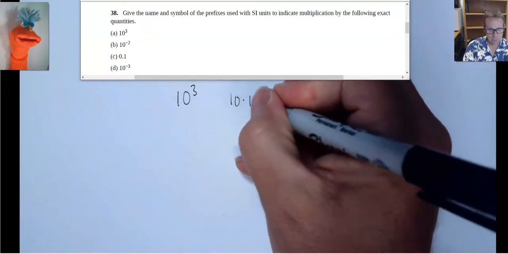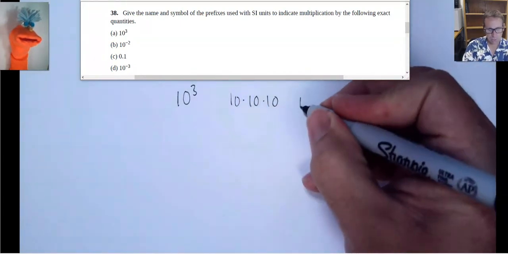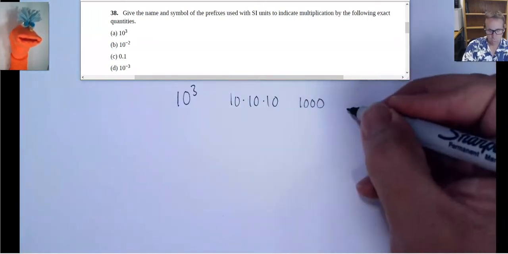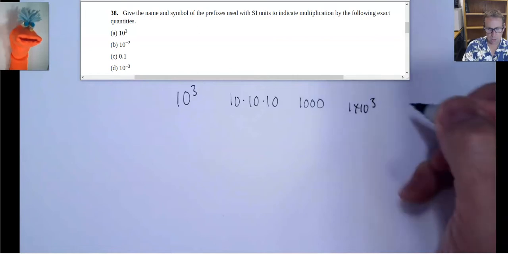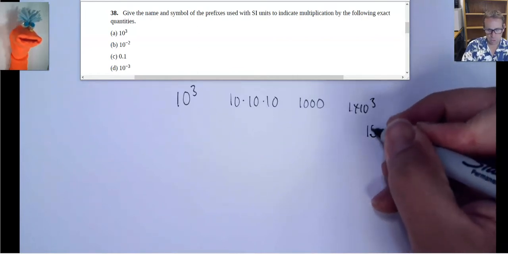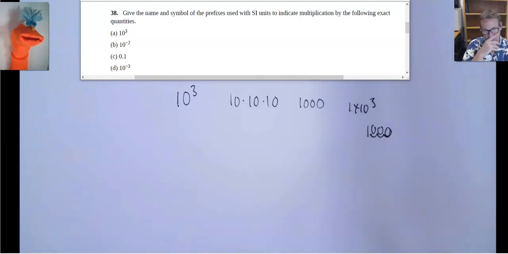10 times 10 times 10. So that's 1, 1, 2, 3, like that. It's 1,000, right? 1 times 10 to the third. You take the decimal place on 1, and you move it over 1, 2, 3 times. Okay? So 1,000, what's one way to say 1,000 instead of just 10 to the third? I can't remember the prefixes. Well, let's get them out.